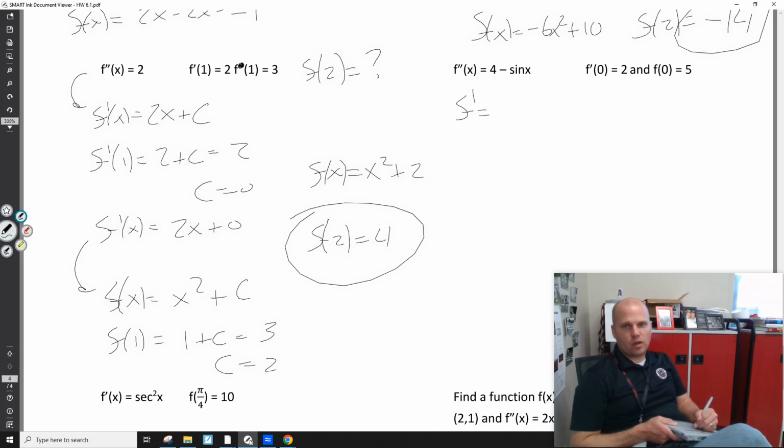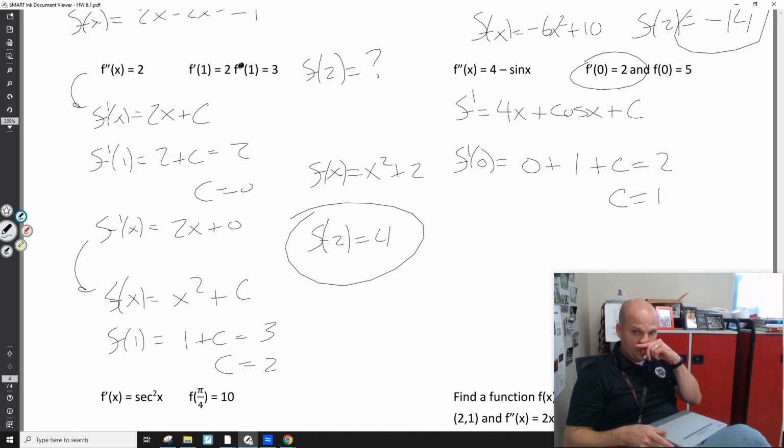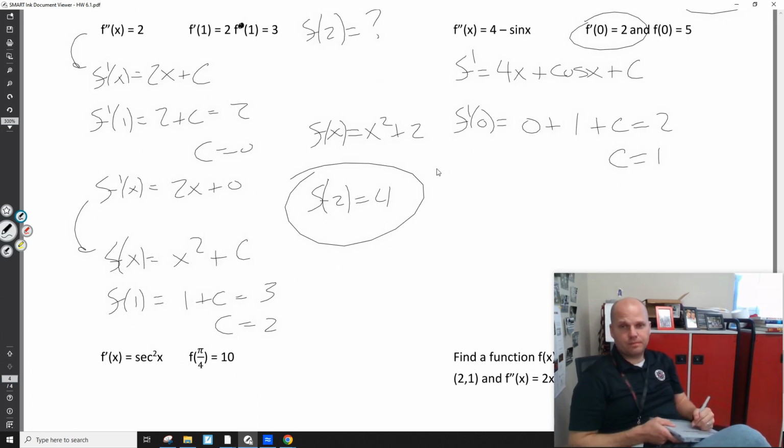Okay, go backwards once. 4's antiderivative is 4x. Cosine's derivative is negative sine. Negative sine's antiderivative is cosine. Include a plus c. Every step along the way, you need a plus c. If you plug in 0, careful, the cosine of 0 is 1. Therefore, this first c has to be 1.